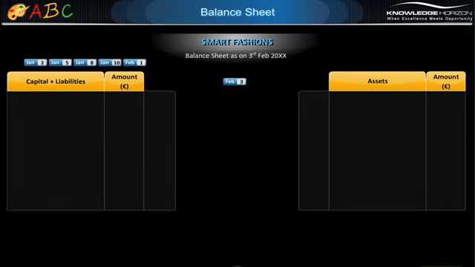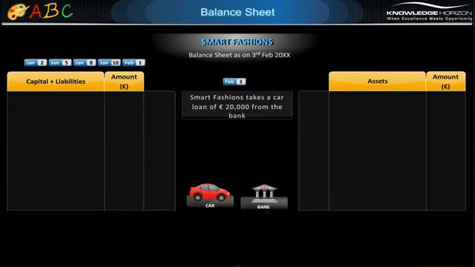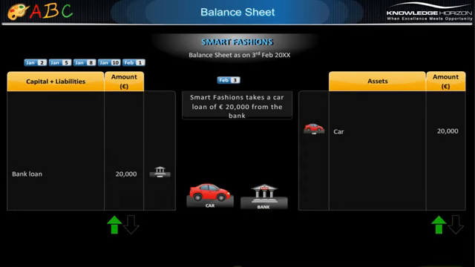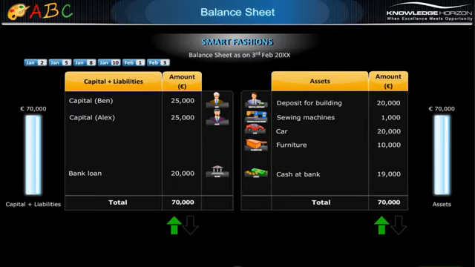On 3rd February, Smart Fashions takes a car loan of €20,000 with the bank. The bank loan increases the total liabilities. The car purchase increases the total assets. Both sides of the balance sheet now total €70,000.